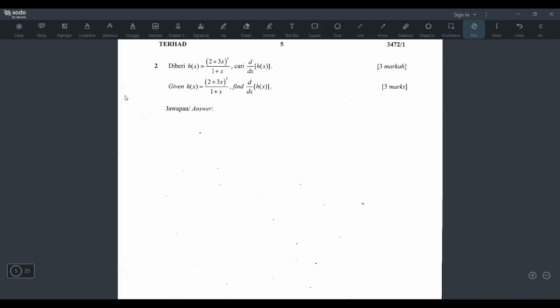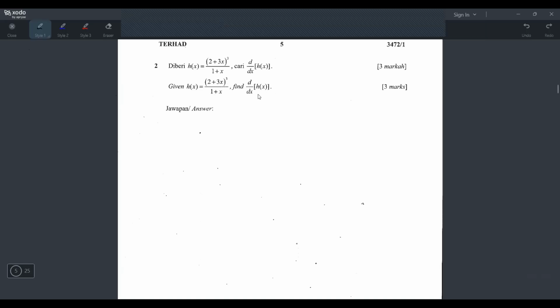Okay, I'm going to continue with the next question, question B, right? So question B, they say given h(x) equals this, find d/dx of h(x). Okay, I will write down this thing, d over dx, big bracket h(x), which is (2 plus 3x)^3 over 1 plus x, right? Okay, what does it mean by d/dx? It means they want you to differentiate, okay?